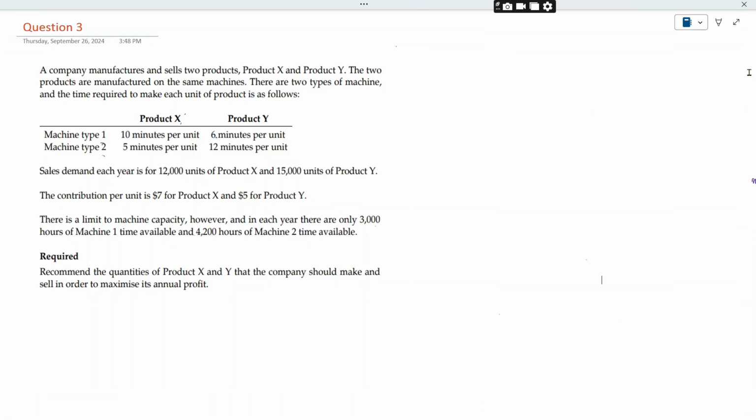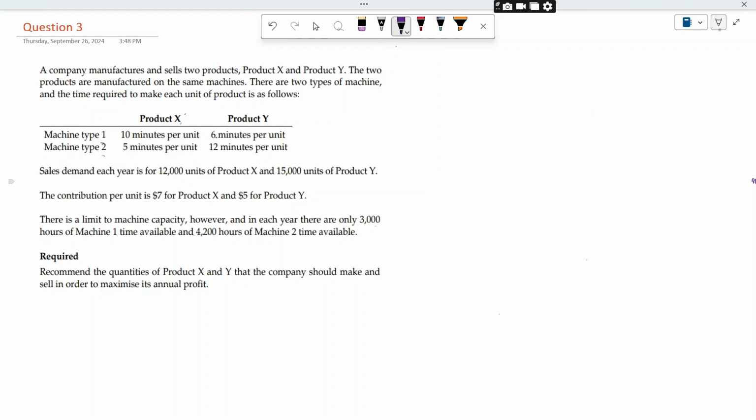Let's look at the last question on limiting factor analysis. Now, this question is a bit tricky, and it's the last question because I want you to look at the various ways by which they can set the questions. Okay, let's look at the question.